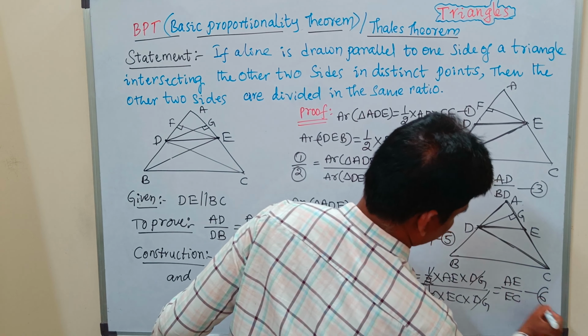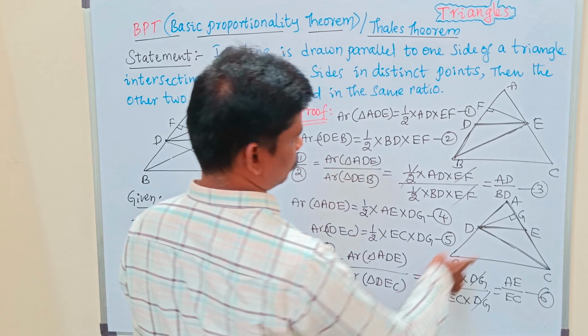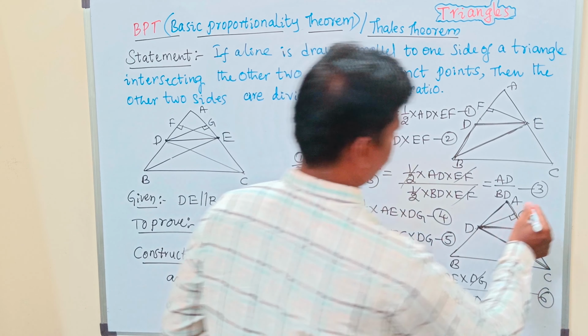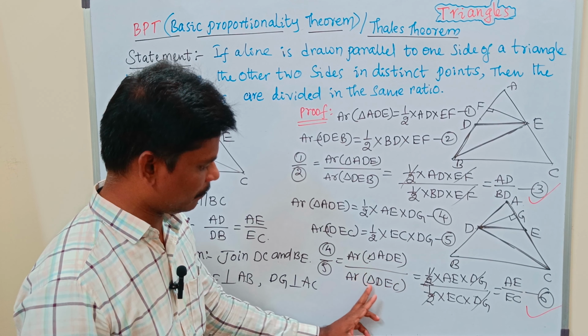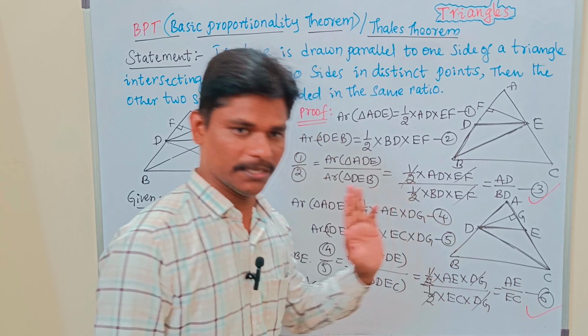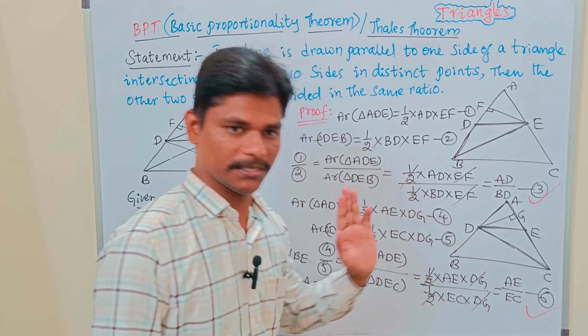Okay. So observe here equation number 3, equation number 6. See here, area of triangle ADE by area of triangle DEB, so this is AD by DB. And area of triangle ADE by area of triangle DEC, that is AE by EC. From 3 and 6, observe here the LHS numerator is same, right? So area of DEB, area of DEC. What are you observing here? See here, observe here.